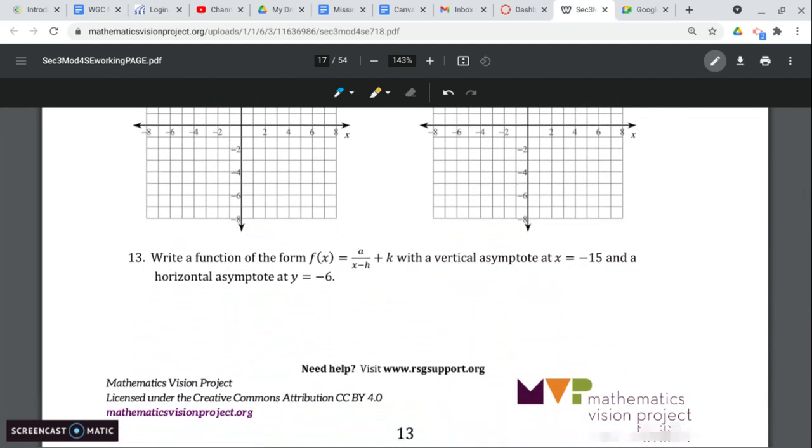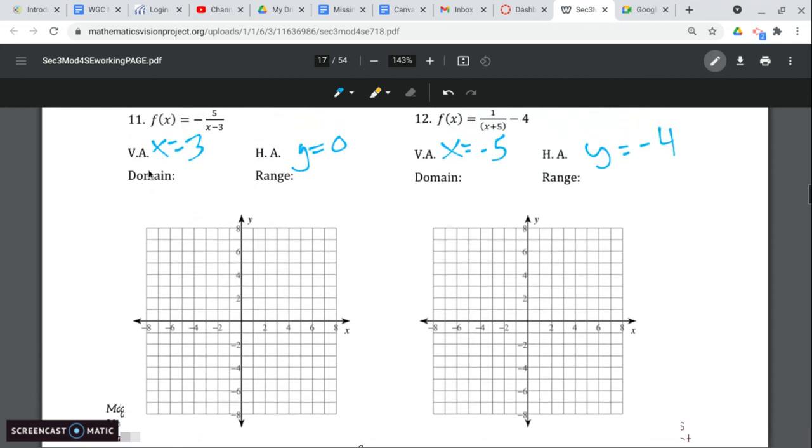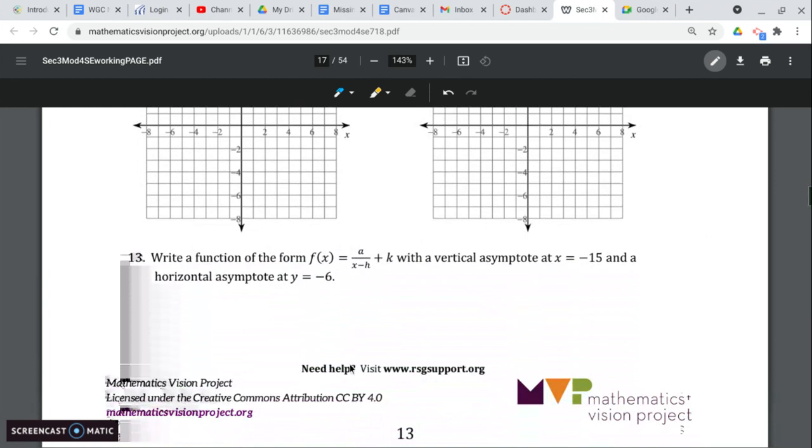All right, for 13, write a function in the form f of x equals a over x minus h plus k, where the vertical asymptote is negative 15 and the horizontal asymptote is negative 6. So use what you know from these up here about where the vertical and horizontal asymptotes are to help you write it with these specific ones, okay?